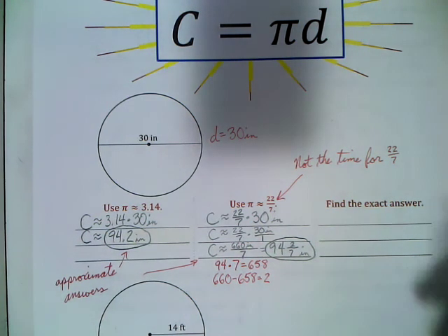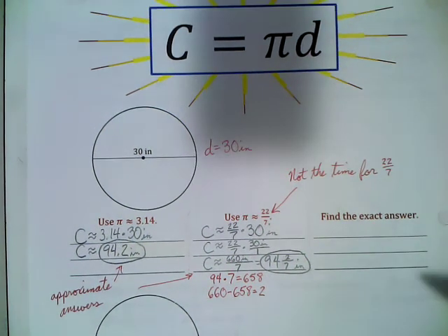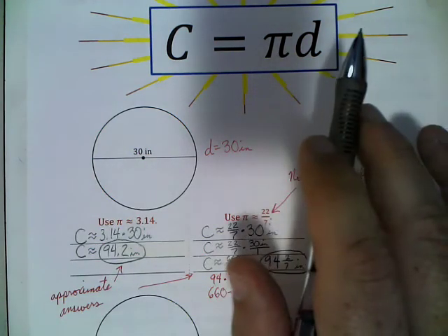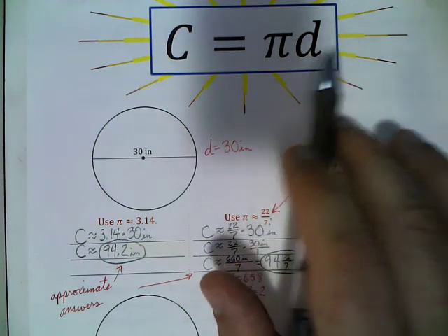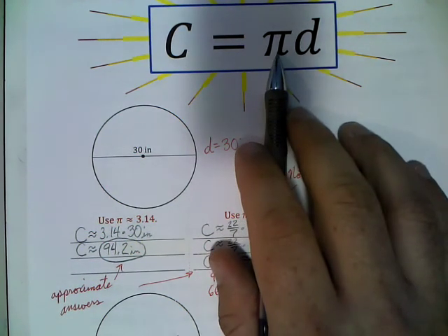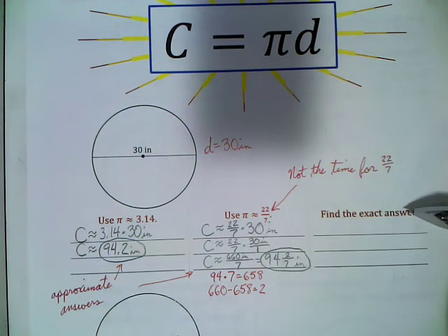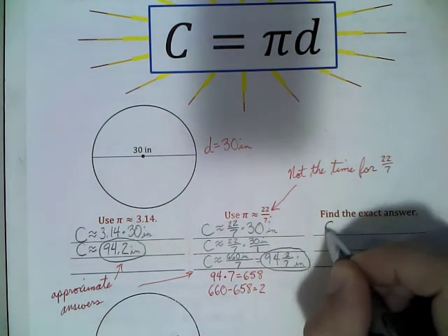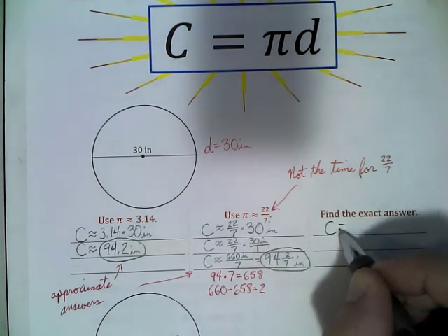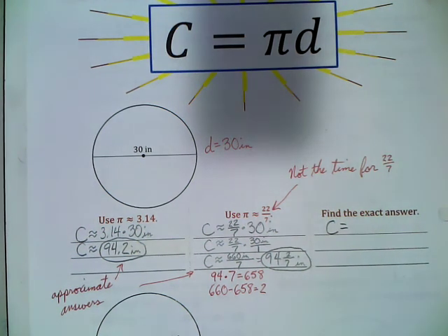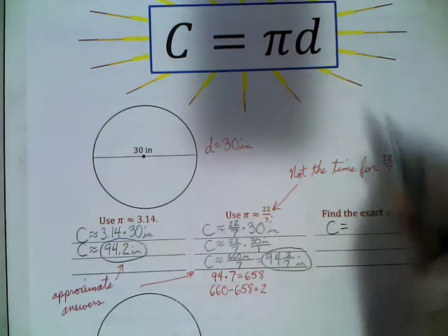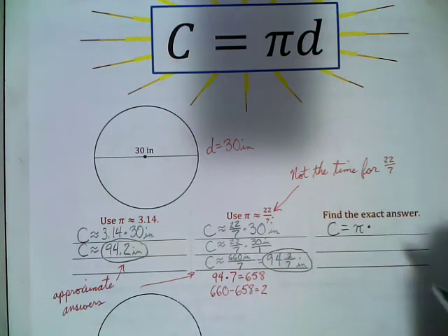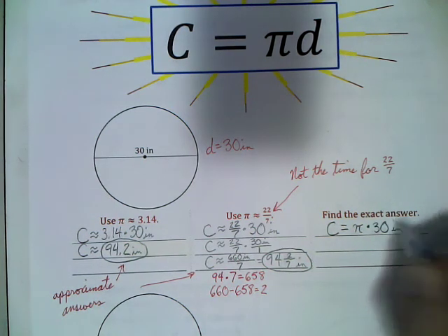So now we're going to take a look at how we find the exact answer. Well, remember that this is equal when we use the pi symbol. The pi symbol represents that entire irrational number, all those non-repeating digits, all of them, all at once with this symbol. So in order to get an exact answer, we have to keep using the symbol. So we start with C. And since this is going to be exact, it is going to actually be equal. It's not going to be approximate. It's going to be exactly equal. Like I said just a moment ago, we have to use the pi symbol. And then we multiply by our diameter. Diameter here is 30 inches.